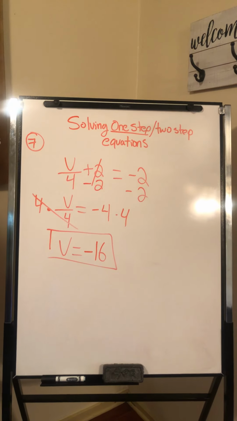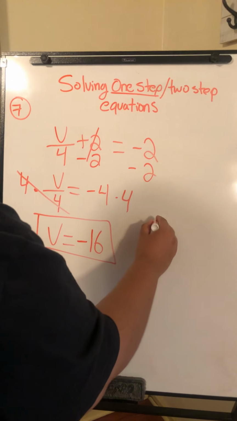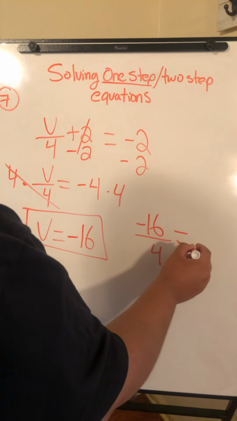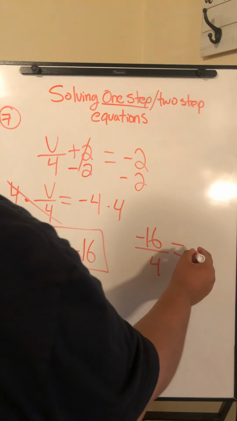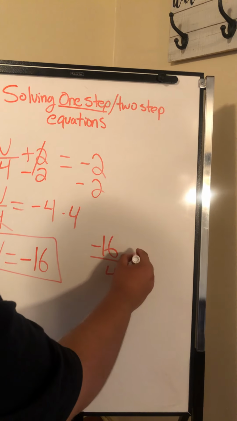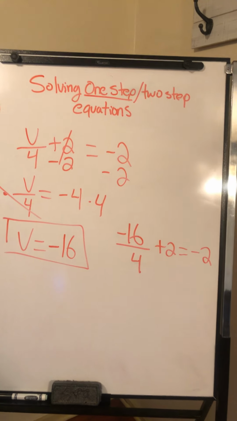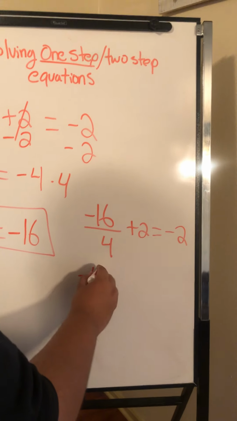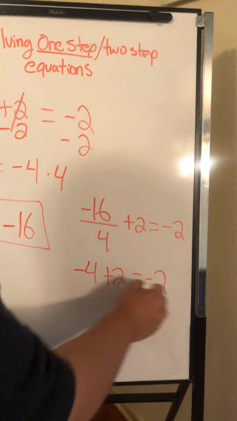Now let's plug in to see if we're correct. Now, my V's right here. So -16 divided by 4 should equal, you go back to the original, oops, I left out something, plus 2 should equal -2. So let's solve it. What is -16 divided by 4? The answer should be -4. So -4 plus 2 should be -2.